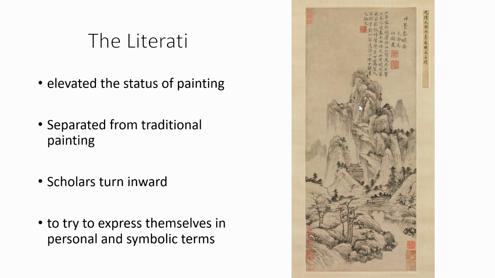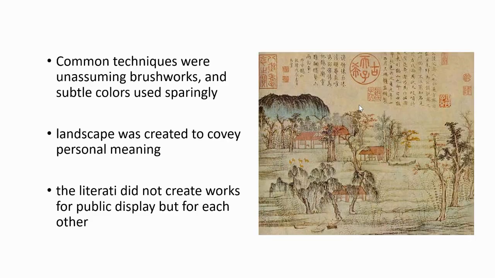And we're going to see this even more in the Qing Dynasty, where painting becomes much more personal, in a way that is a lot closer to Western painting of that same period, where it's more about the artist expressing himself or herself. So common techniques were unassuming brushstrokes and subtle colors used sparingly. So these are not the bright colors of the court. The landscape was created to convey, again, that personal meaning. And the literati did not create works for public display, but for each other and for themselves. So this is not commercial art. This is very deeply personal art.